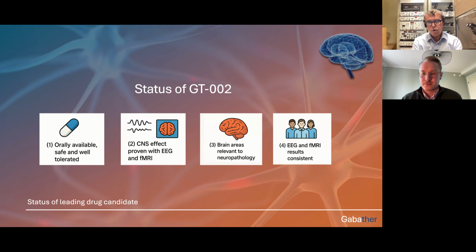So for a leading drug candidate, I think these four characteristics, or these four features, are actually very interesting. At least they would be for me. Yeah. It's been a very long journey for Gabather so far. And it's cool to see that it's going from preclinical now to actually seeing these results.